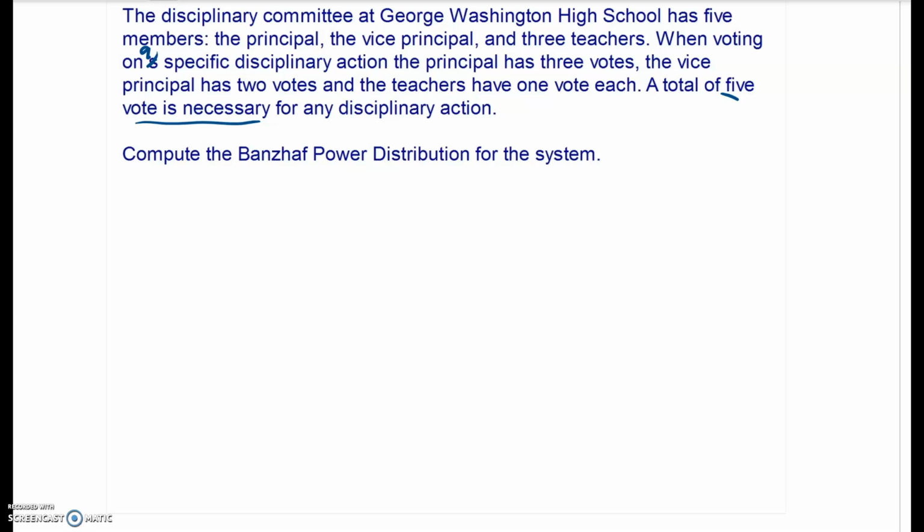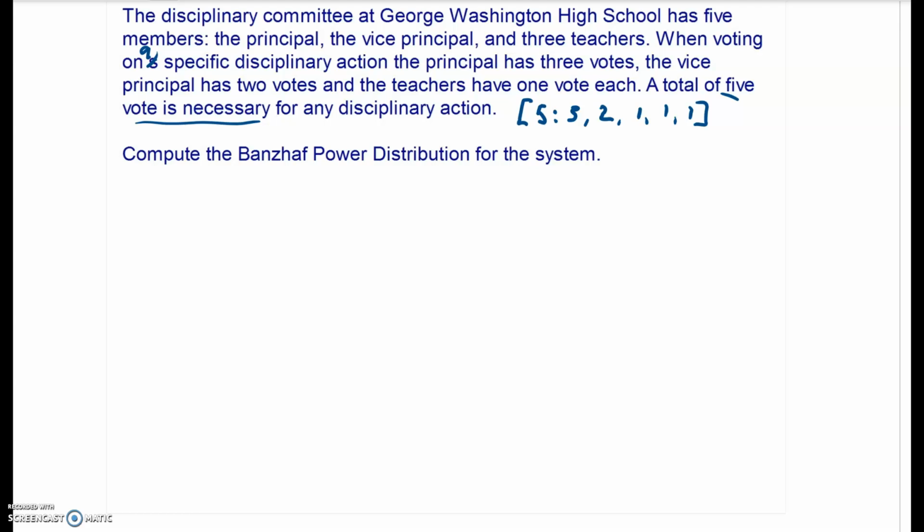So the first thing we're going to do is set up a weighted voting system. I know the quota is 5 because there are 5 votes necessary for any disciplinary action. And then we have a total of 5 players. We have the principal, who is player 1, with 3 votes. We have the vice principal, player 2, with 2 votes. And then we have 3 teachers with 1 vote each. So there's our quota and our 5 players. What we want to do is compute the power distribution for this system.